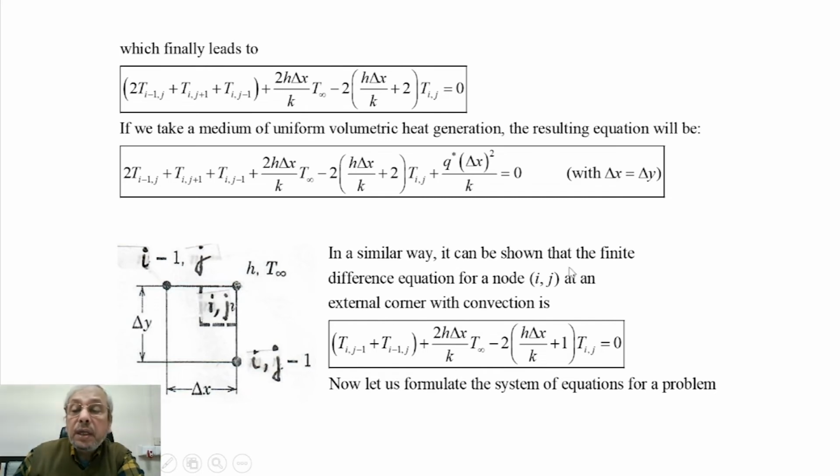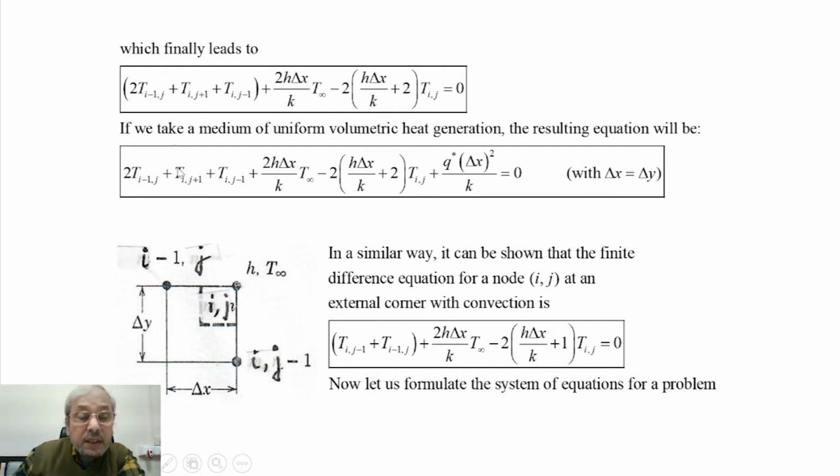In the same way, as we did the energy balance, it can be shown what the governing equation is for a node located in such a way that it forms an external corner. If this external corner node is identified as ij, then Tij can be expressed as T(i,j-1), that is the temperature at this point, plus T(i-1,j) plus 2hΔx/k into T∞, where T∞ is the local fluid temperature, minus (2hΔx/k + 1) into Tij.